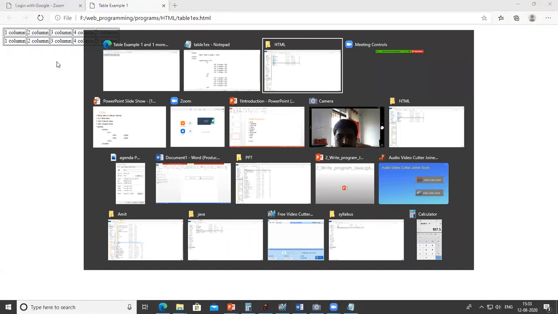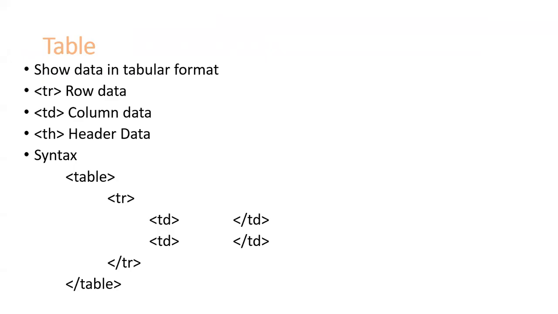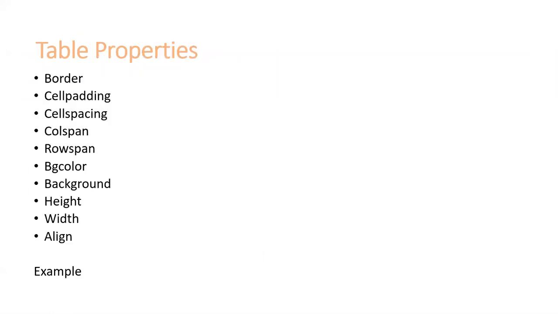Let's see the presentation. Here we have seen the table example. These are some important properties. The first one, which we have already discussed, is the border property, used to show the border of the table. Next, two important properties are cell padding and cell spacing. Let's see them one by one. Cell padding is used to keep padding, or distance, inside the cell. If you want to keep some distance in a cell, we use the cell padding property.